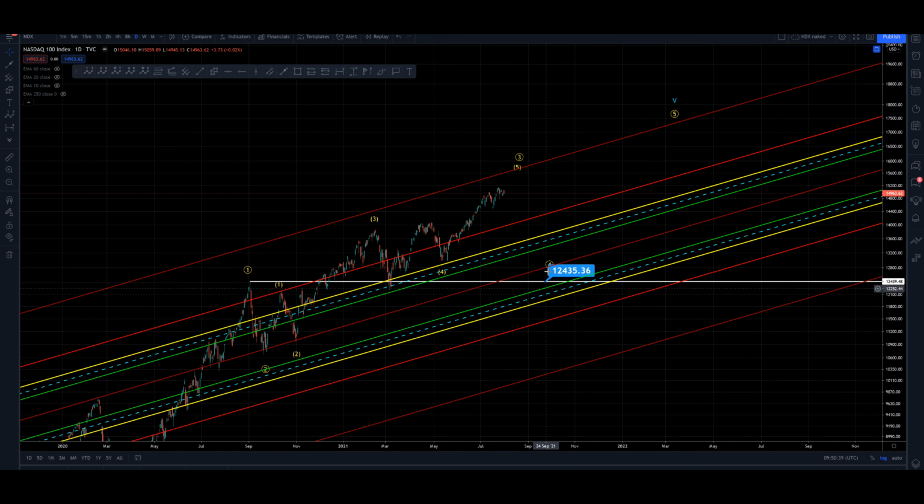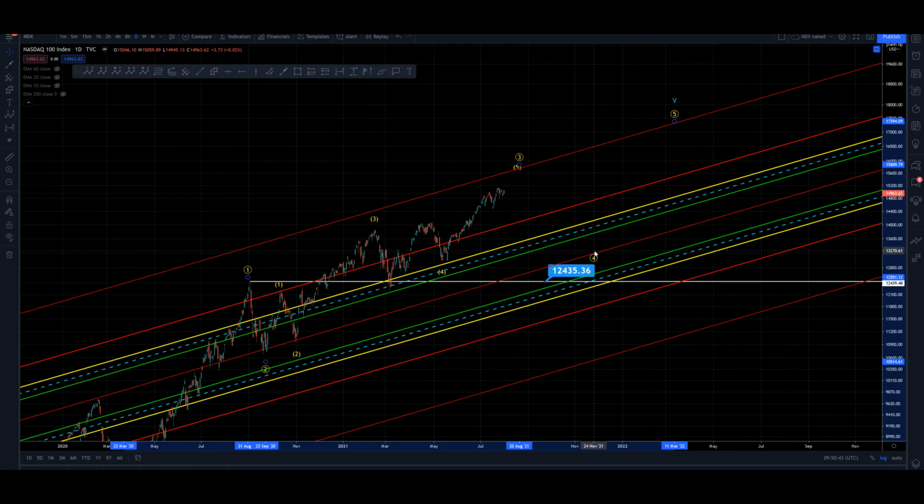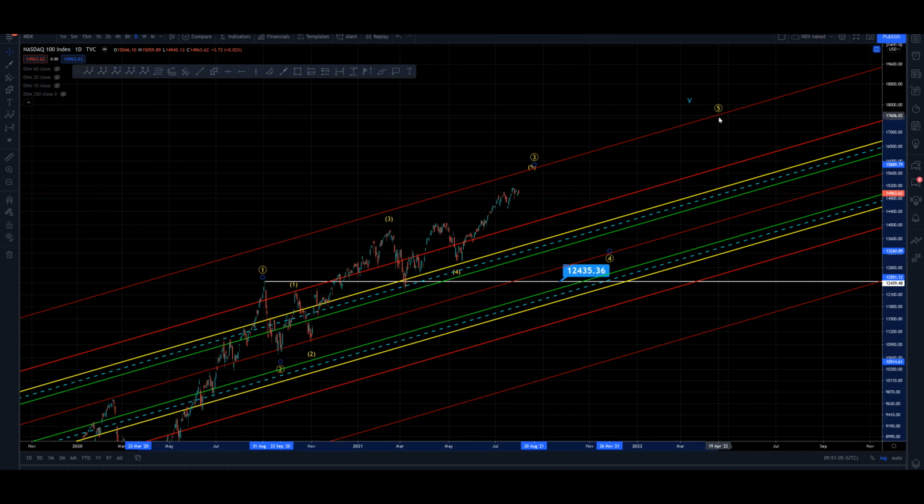My own suspicion is another test of the median line is likely for a primary wave 4, bringing us back to some sense of sanity and reality. It can't go below 12,435.36 as it would invalidate the primary wave 1, but a move down here sometime throughout the rest of the year, likely peaking this month in August or soon, moving down, correcting towards the end of the year, and then a final insane push into a 5.